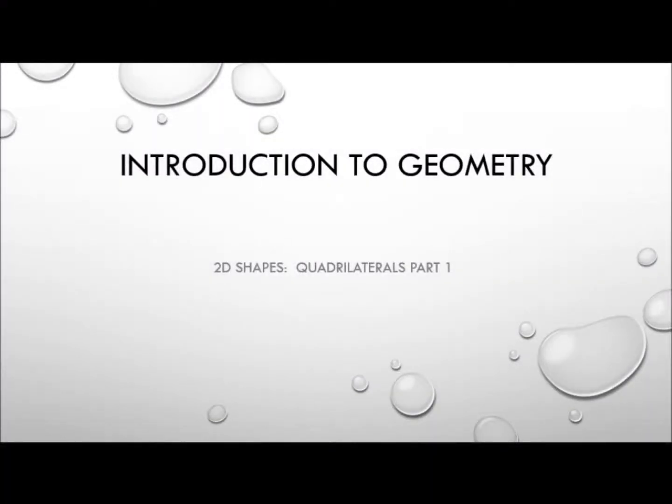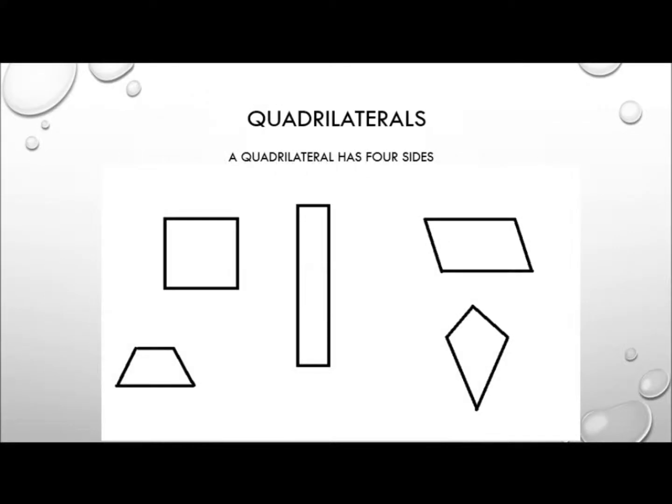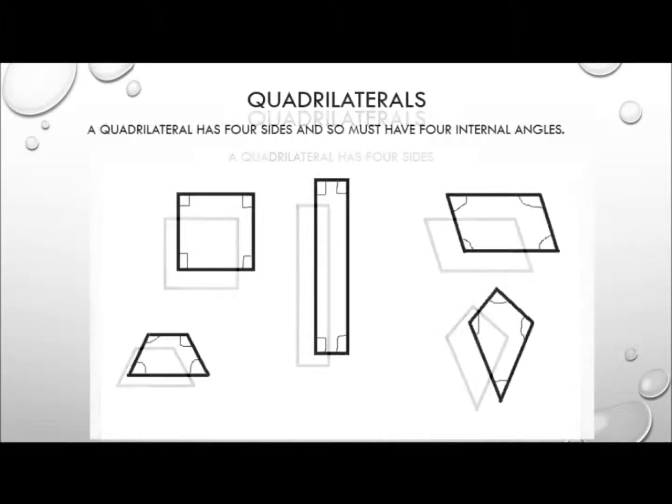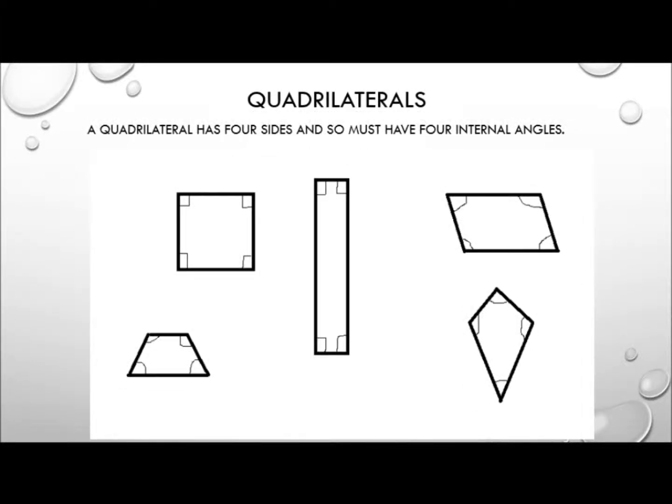Welcome to another GCSE revision video, and in this video we're going to be looking at quadrilaterals. The word quadrilateral is just a fancy word for saying a shape has four sides. Now if it has four sides, it must also have four internal angles. And the internal angles of all convex quadrilaterals always add up to 360 degrees. And by convex, I mean no single angle can be greater than 180 degrees.